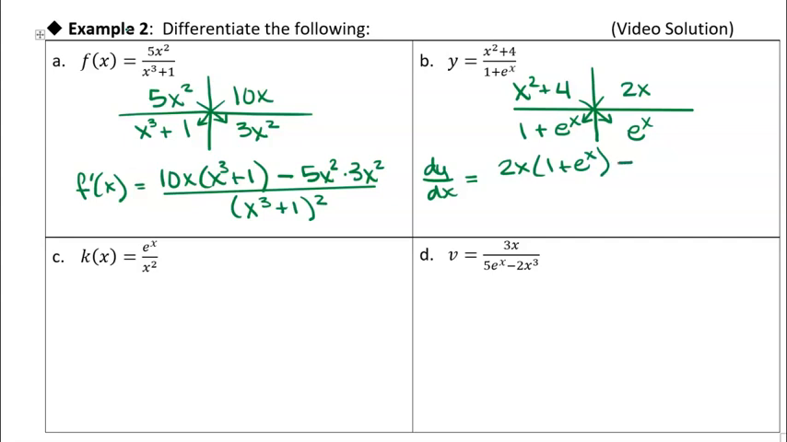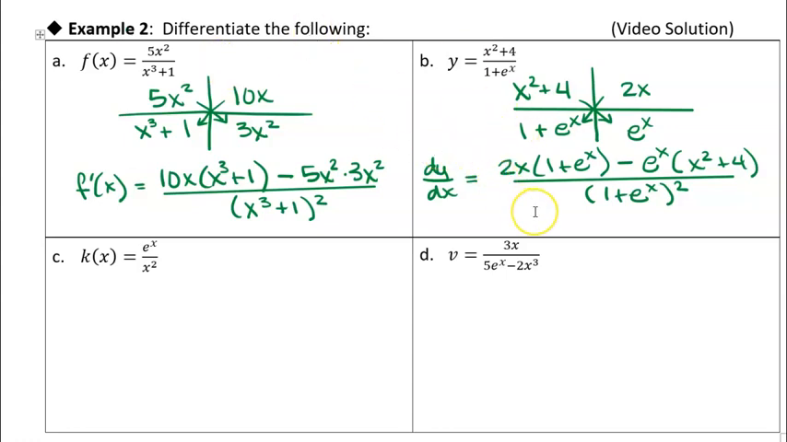minus, remember, because it's the quotient rule. And then I'm just going to put the e to the x first, and then times x squared plus 4. Okay, you can put the e to the x at the end. That would be fine too. And then we're going to divide all of that by the denominator squared. So 1 plus e to the x squared. And we're done. All right, simple.